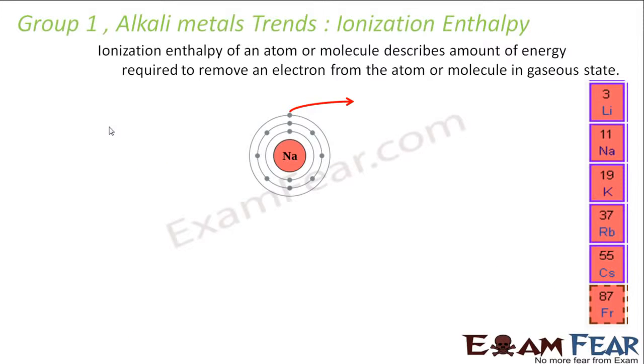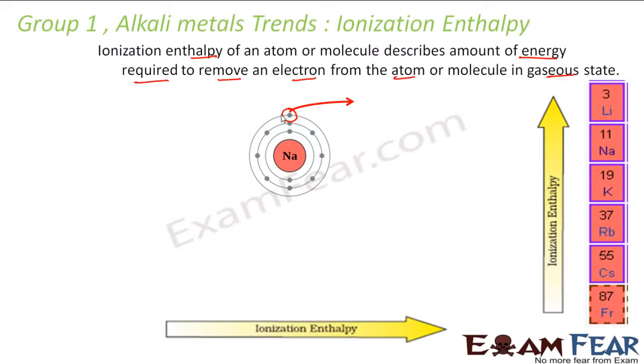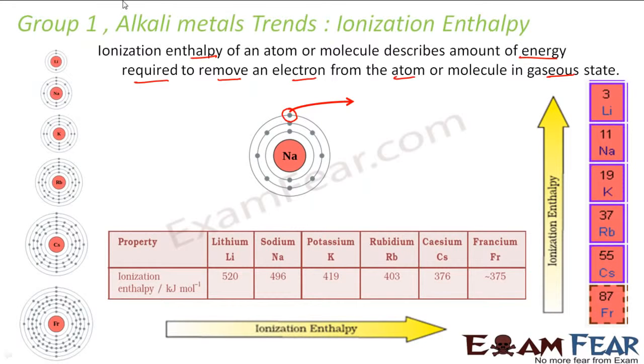So what is ionization enthalpy? Ionization enthalpy is nothing but the energy required to remove one electron from an atom, right? It's the energy required to remove an electron from an atom in the gaseous state. So if you see the trend we have learned, this is the trend. To explain this trend, let me remember this figure. This is something which I told you. If you remember this figure, you will understand most of the questions.